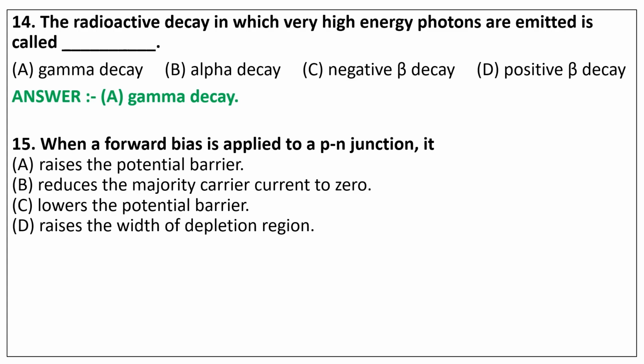15. When a forward bias is applied to a p-n junction, it A. Raises the potential barrier, B. Reduces the majority carrier current to 0, C. Lowers the potential barrier, D. Raises the width of depletion region. Answer C. Lowers the potential barrier.